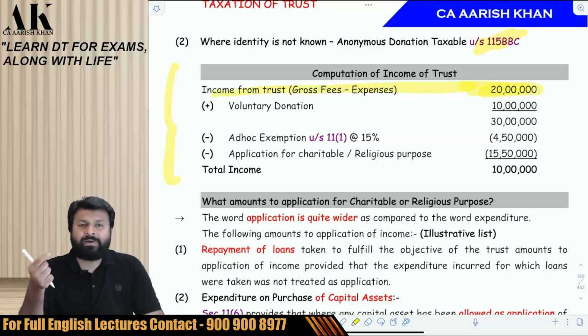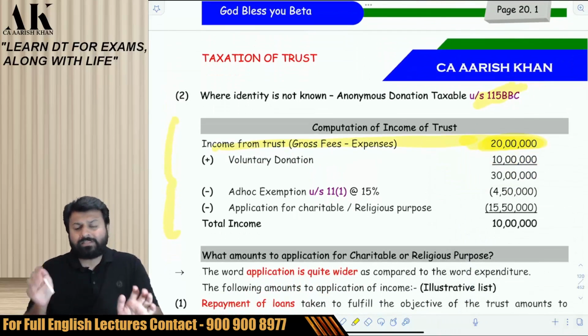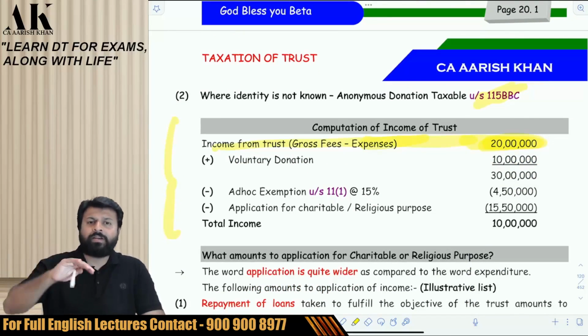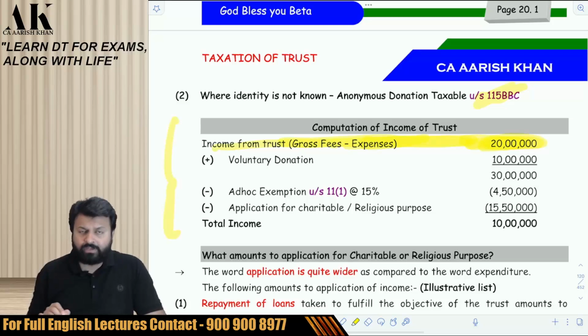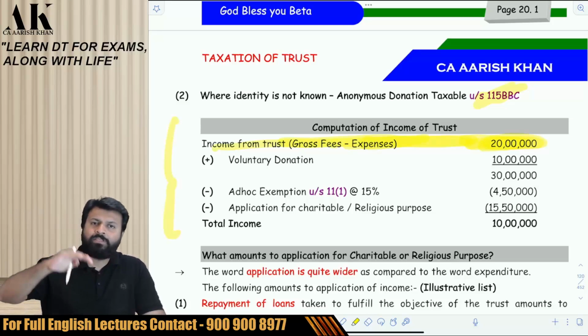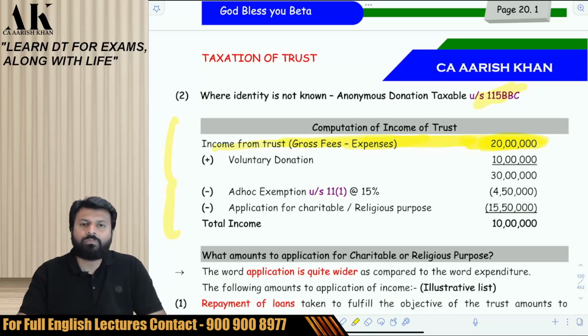That is gross fees minus expenses. Then you will add what? This is the net income of the trust. Whatever income the trust is earning, you have to put here only. Suppose the trust is earning some rental income, you have to put it here in the first point. Suppose the trust is earning some interest from bank, you have to put it here. Suppose the trust is receiving some fees from students and incurring some expenses for them, then the net profit has to be put over here.